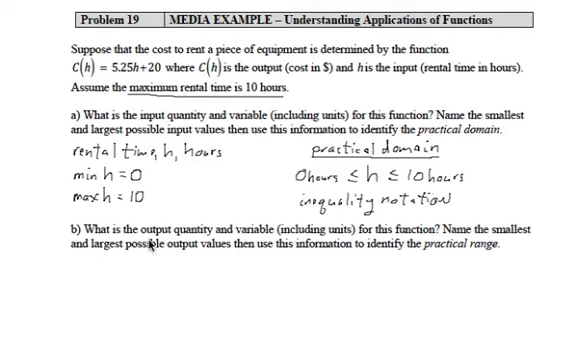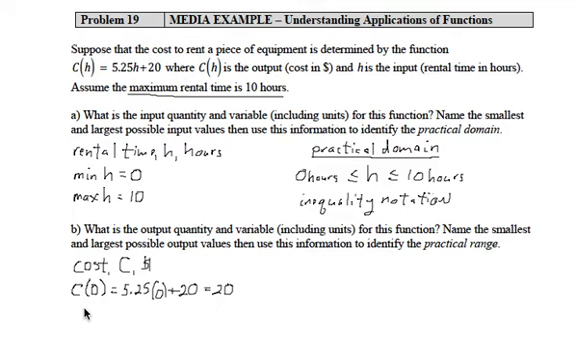Part B, what is the output quantity and variable? Well, the output quantity is the cost to rent the equipment. The variable is C, and the units are dollars. Name the smallest and largest possible output. Well, the smallest is going to be the cost if we rent for 0 hours, C of 0. If we plug 0 into our function, we get 5.25 times 0 plus 20, and that equals 20.